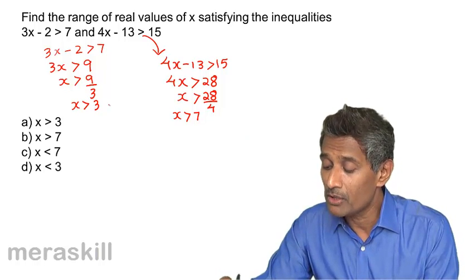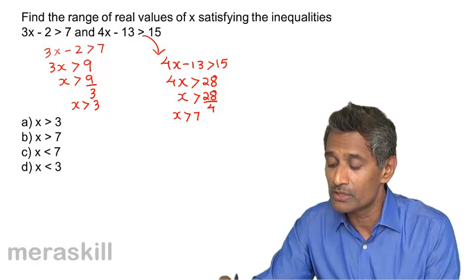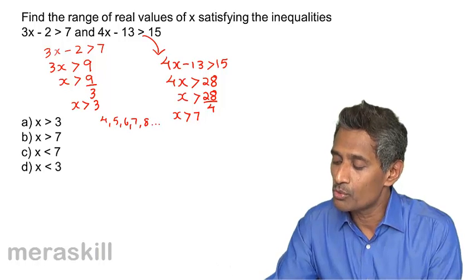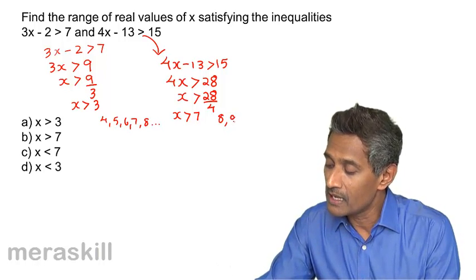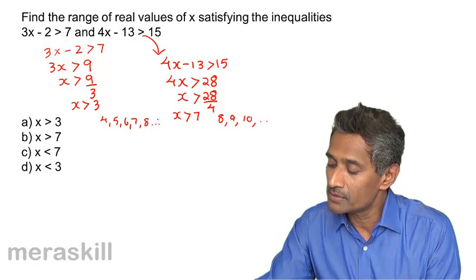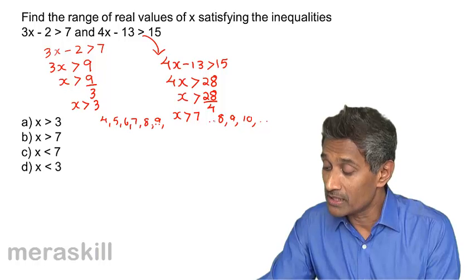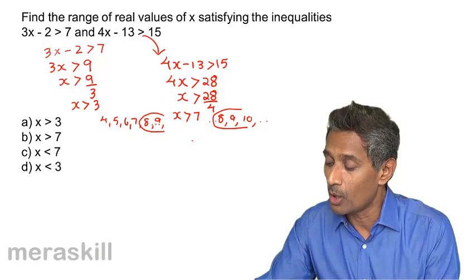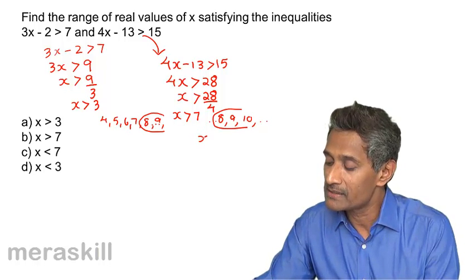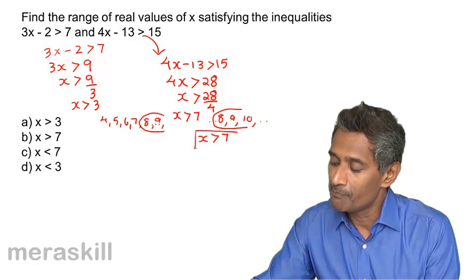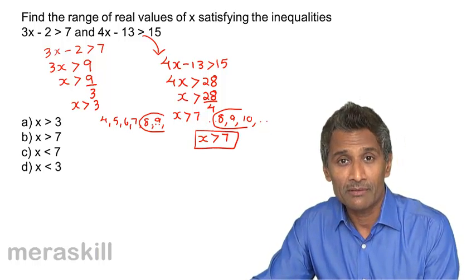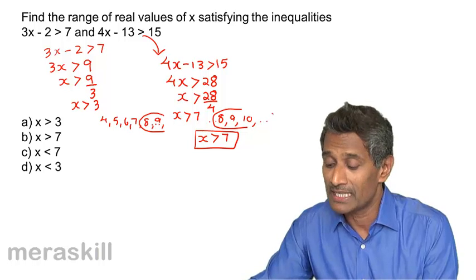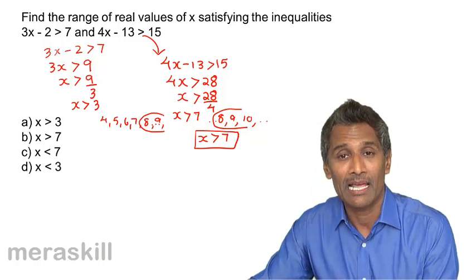So we have to find out those values which satisfy both these. So this could involve 4, 5, 6, 7, 8 and so on. This could involve 8, 9, 10 and so on. So we need to take up values that are simultaneously satisfying. So we take all these. That means we deal with all the numbers which satisfy x greater than 7. So if x is greater than 7, it also means x is going to be greater than 3. So these set of values which are greater than 7 satisfy this inequation as well as this inequation.